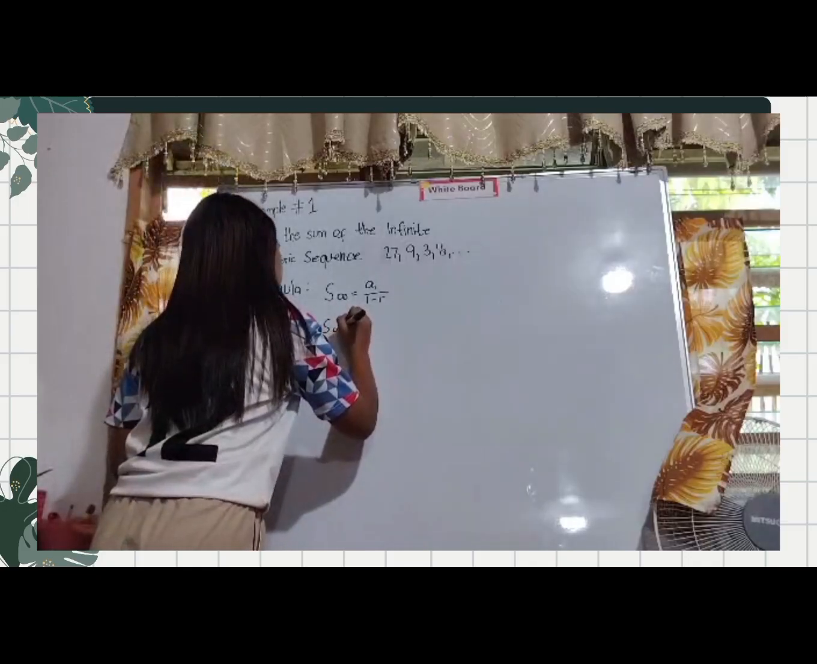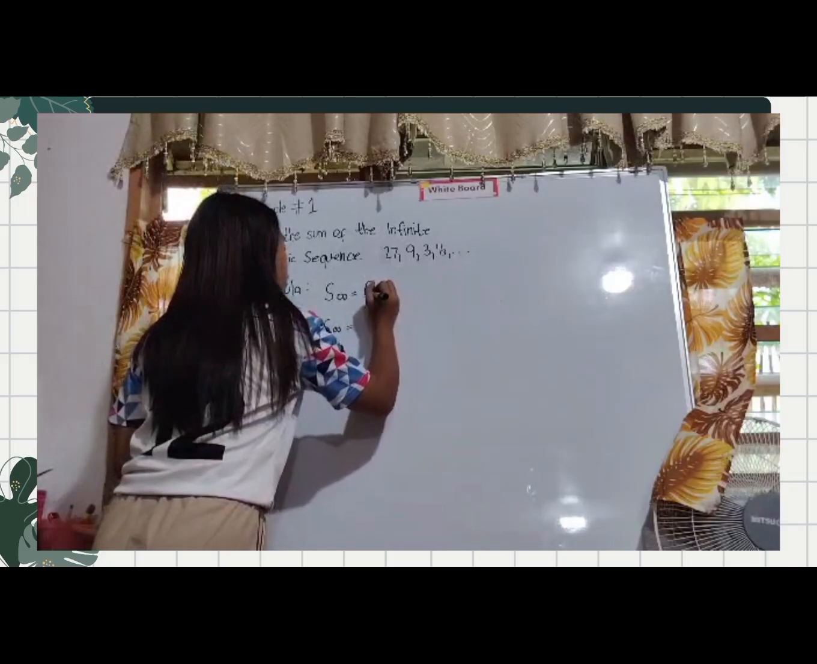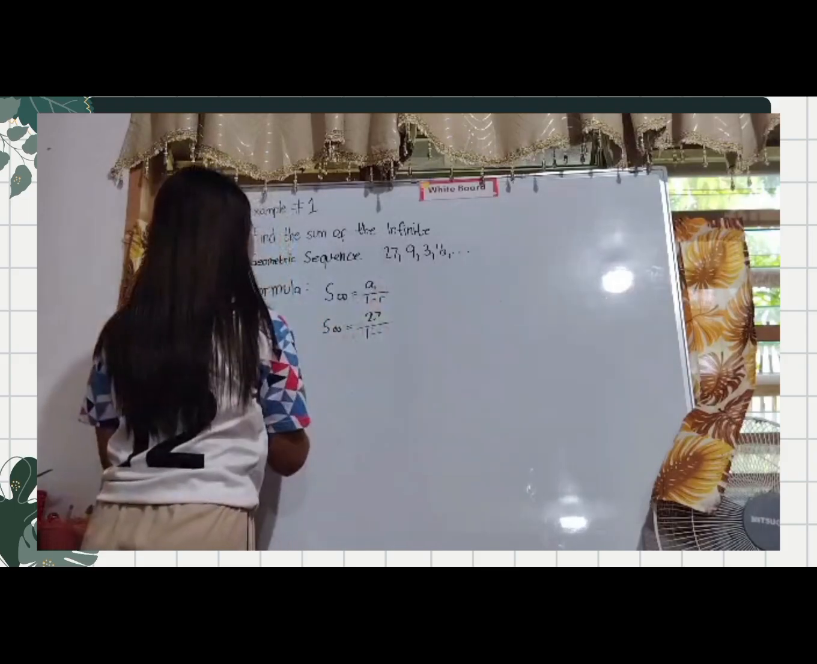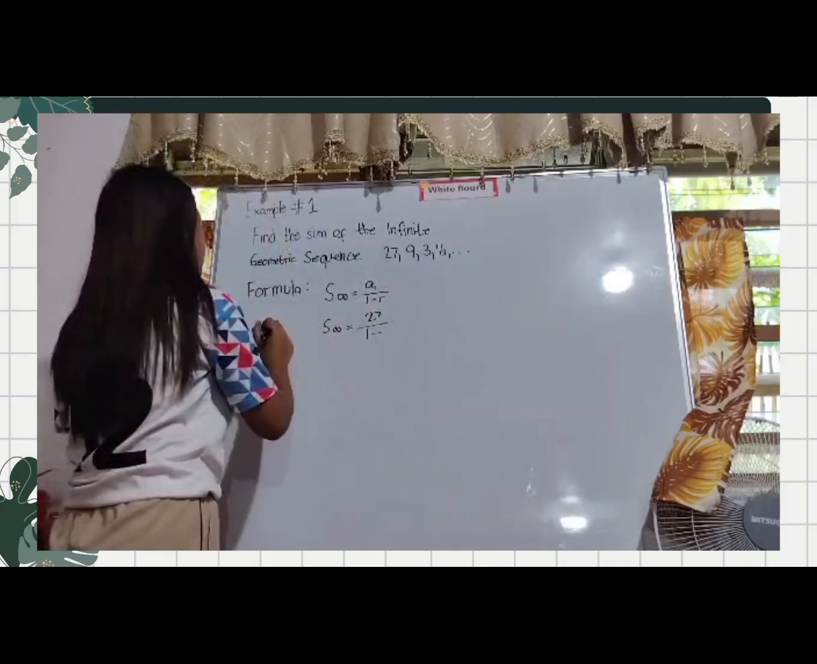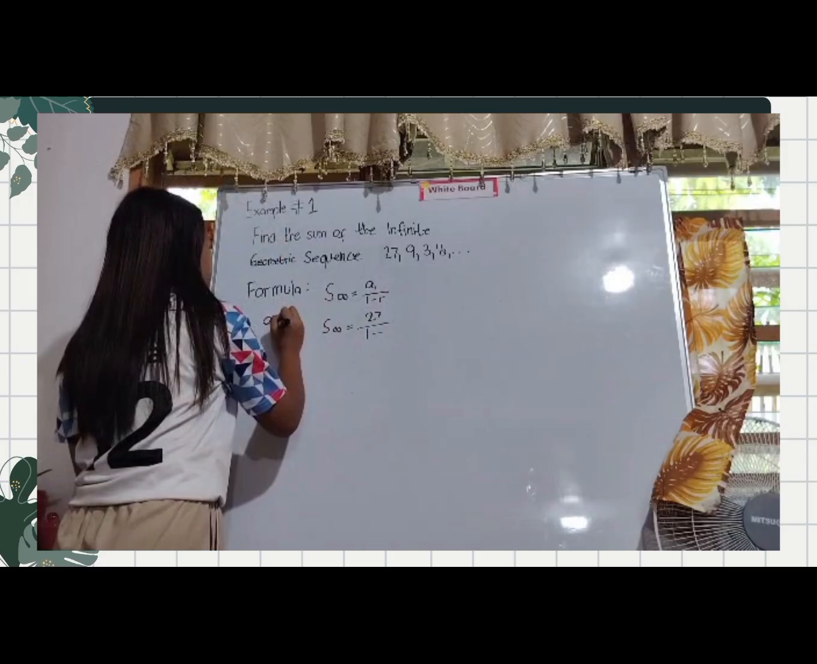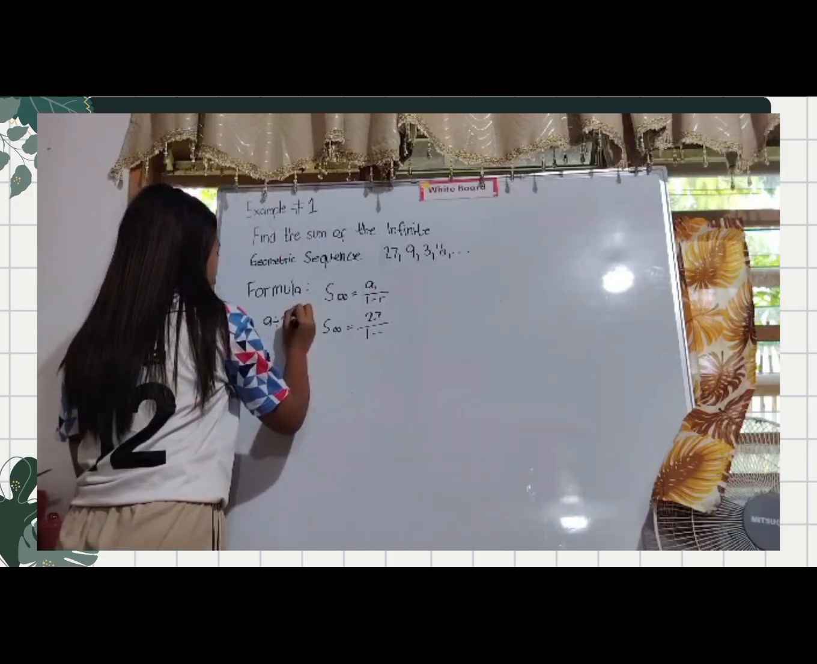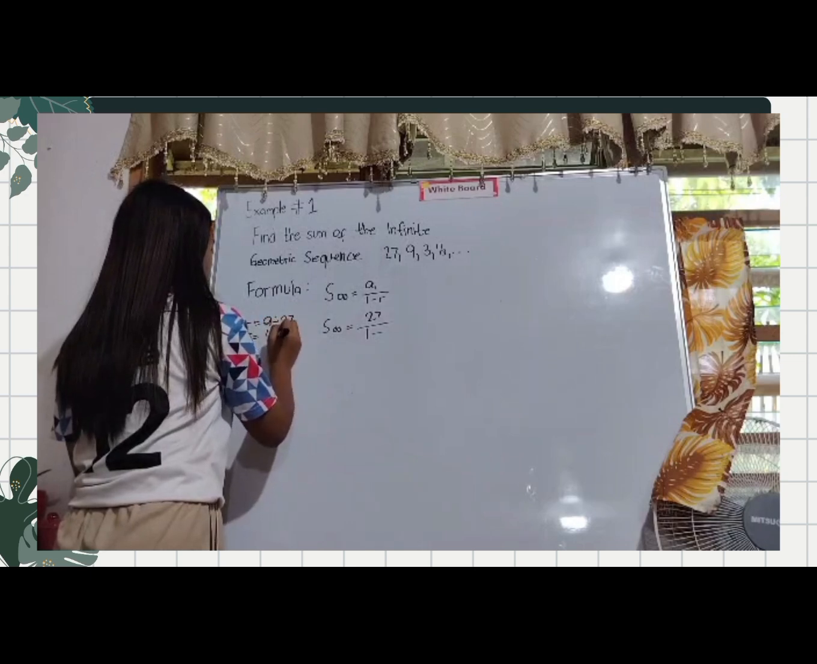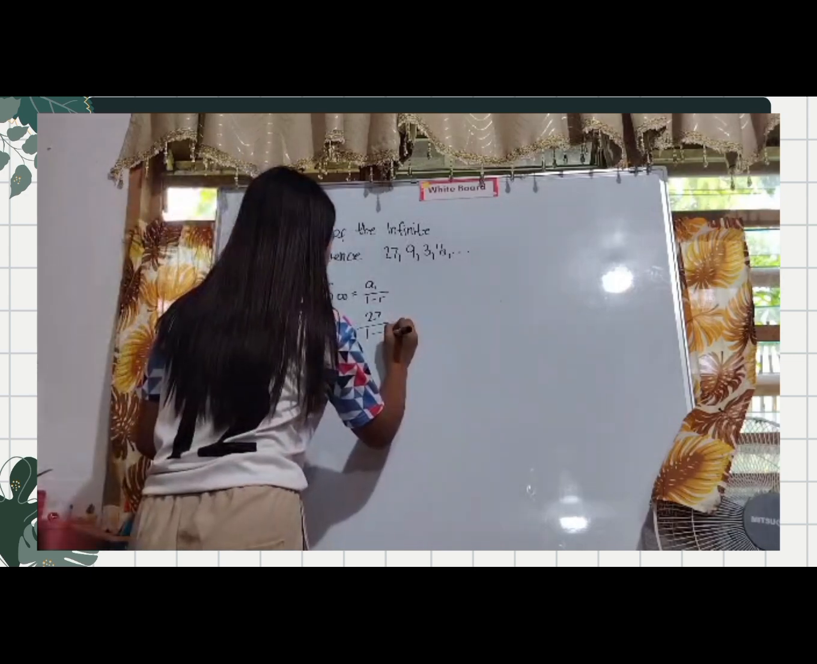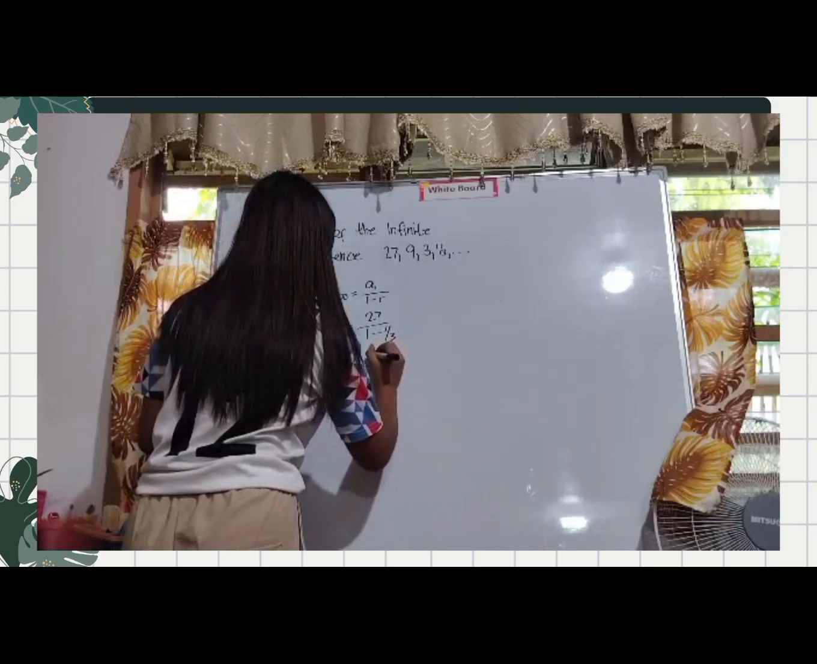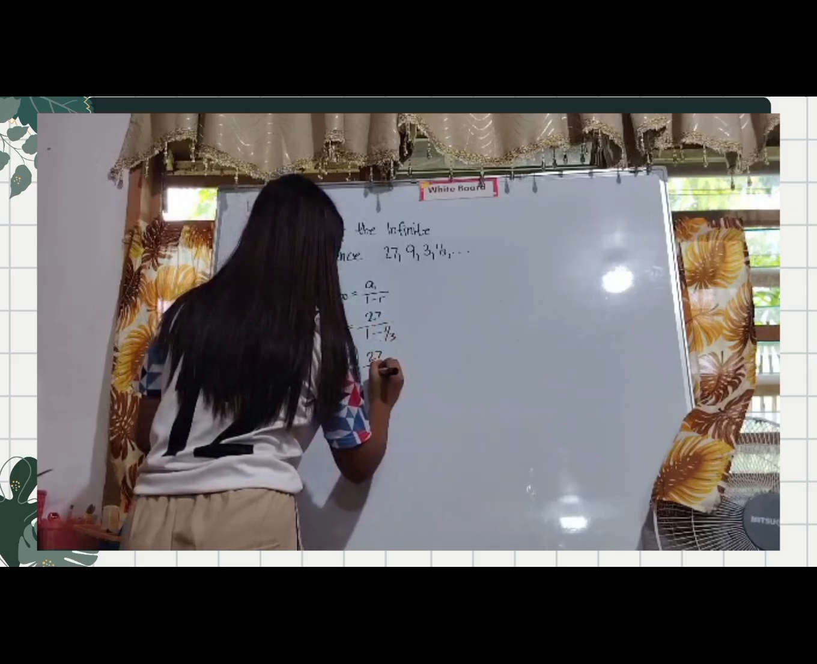So S sub infinity is equal to our first term, 27, over 1 minus our r. To solve for our r, we simply divide our second term, which is 9, by the first term, which is 27. So our r is 1/3. Let's put it here, 1/3. So S of infinity is equal to 27 over 1 minus 1/3, which is 2/3.